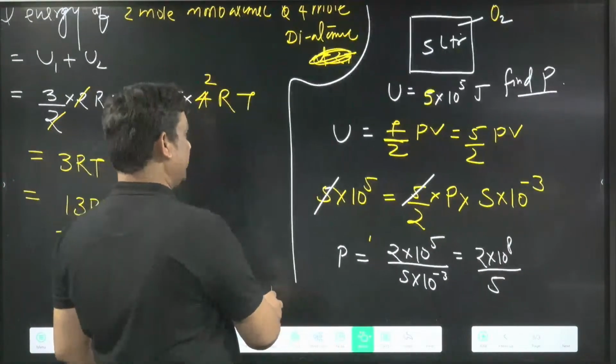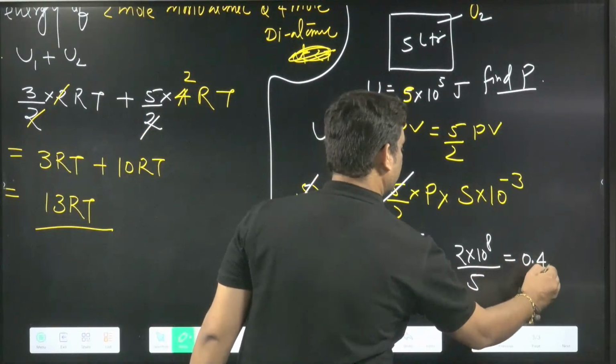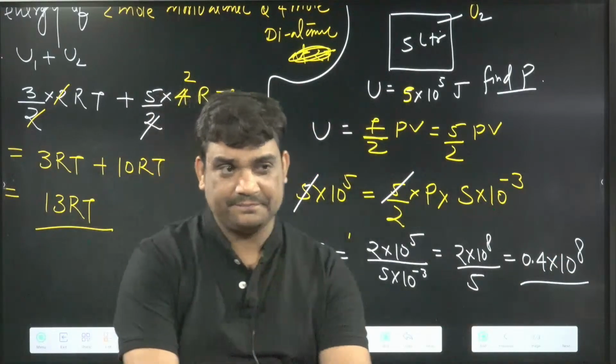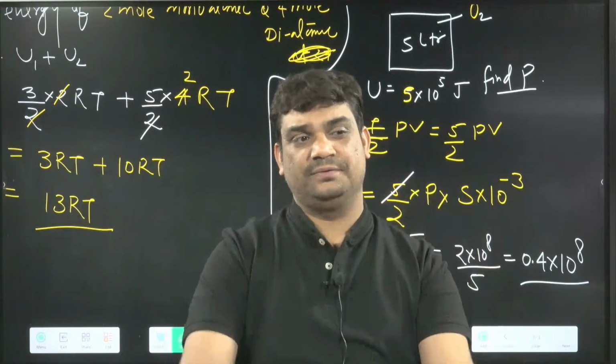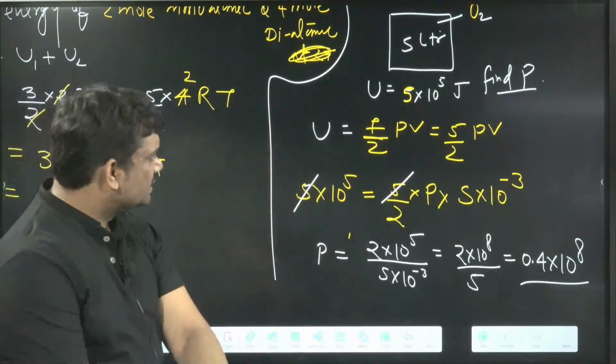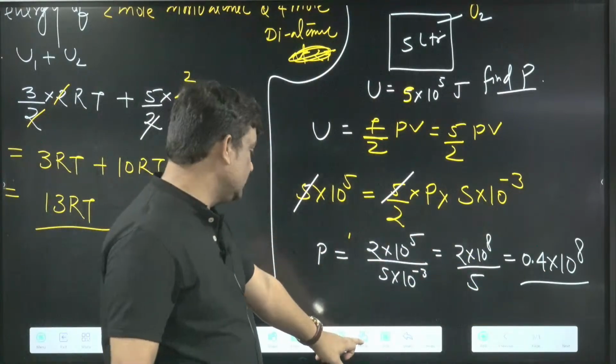0.4 into 10 power 8 means this becomes, here we can write 0.4 into 10 power 8. Yes? Over. Ready for next question now? 0.4 means 4 into 10 power 7. Can you do like this? This way also we can finish. Okay. So now we'll write the next question here.